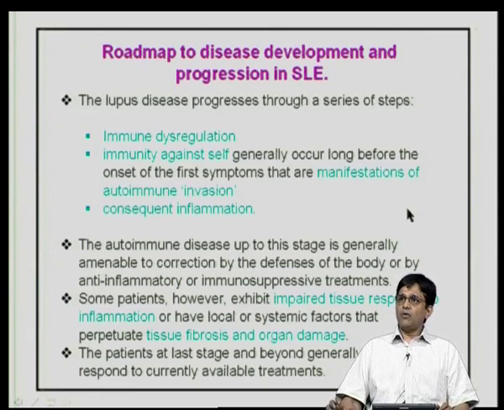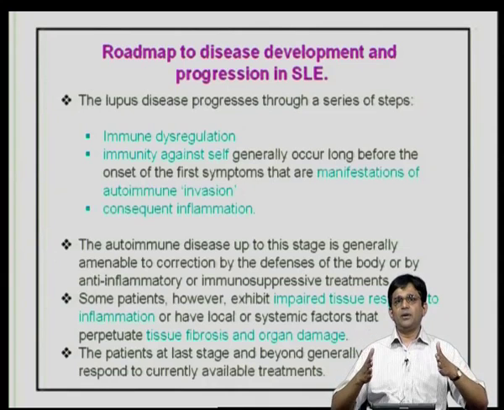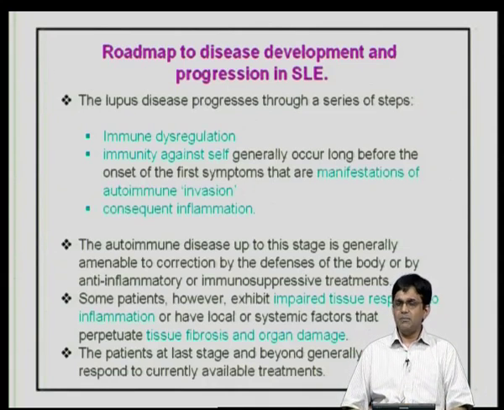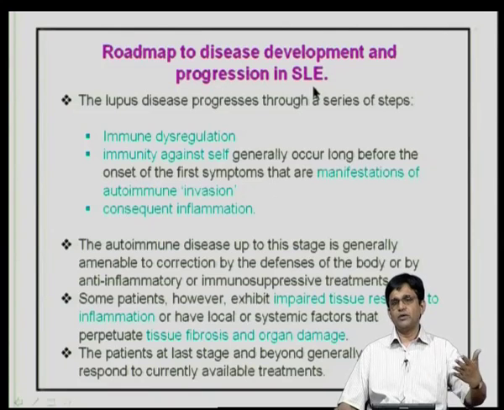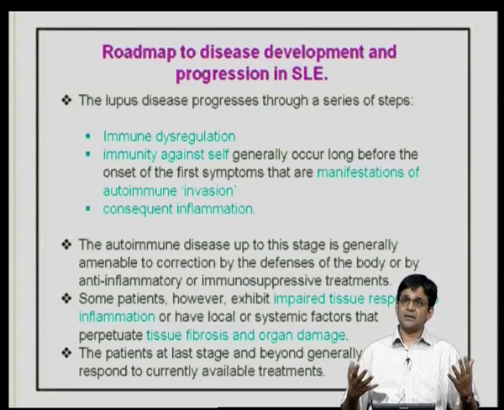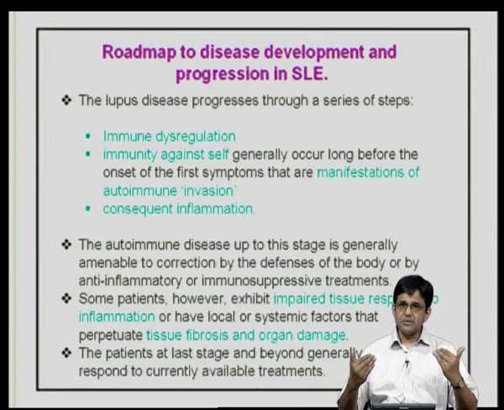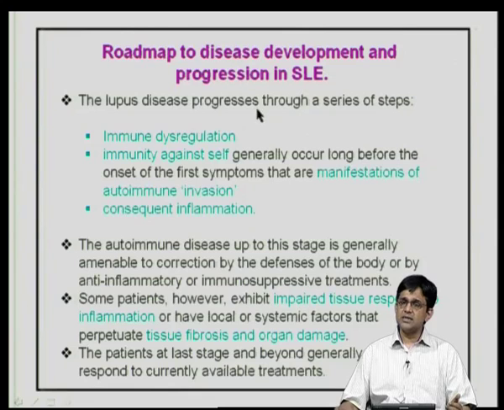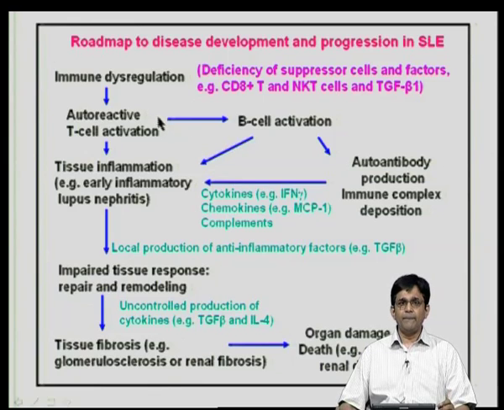Now in terms of the different stages of disease in SLE, there are three main ones. First, it starts off with immune dysregulation, because that is how you generate the response and get the response going. Then you have immunity against self, and then there are manifestations of autoimmune invasion, and finally you have a hugely inflammatory scenario that is developed. Once you have that huge inflammatory scenario, it becomes difficult to control the disease. So it is easier to control the disease in the first two steps, and that is an important aspect. So we will see that over here.